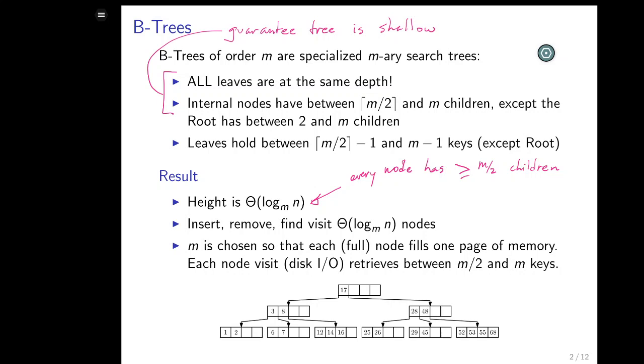Okay, that means if the tree is short, if it's only log base m of n high, then all of the operations that we would like to perform on it, we're going to show, can be done in log base m of n time. Just like in an AVL tree, except now we've got this parameter m, which we can make big. Do you remember why we want to make m big? Remember, m is the maximum number of children of a node. Why do we want to make m big?